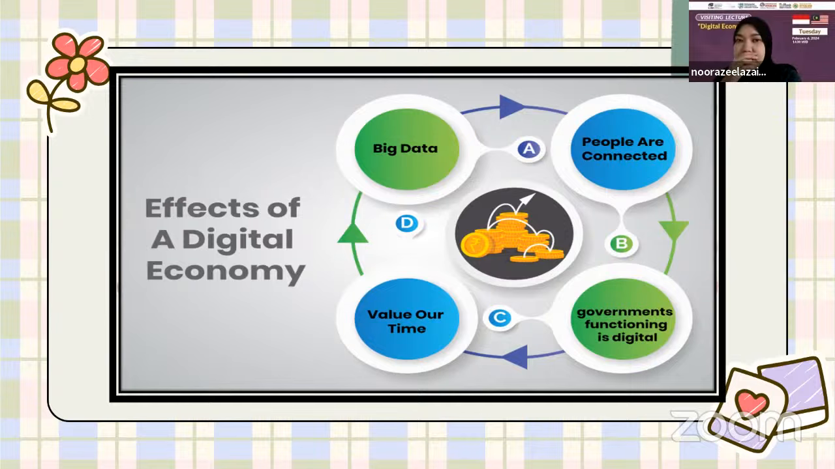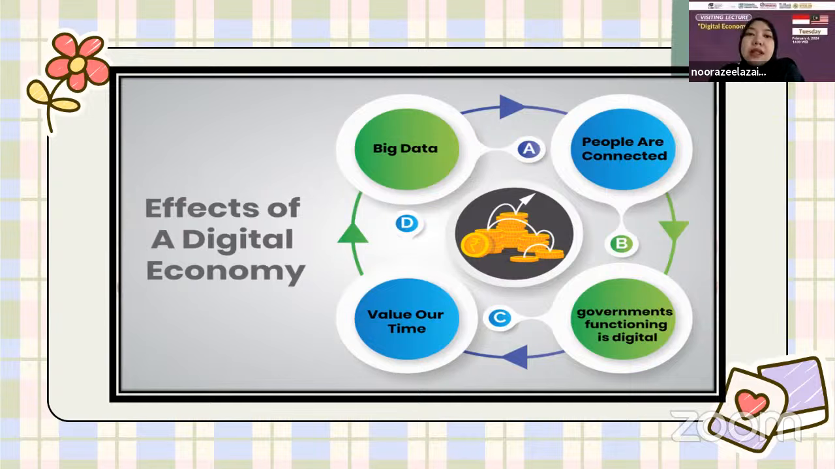The second one is interconnectedness. Okay, in a digital economy, people are connected on a global scale through the internet and social media platforms. So this interconnectedness enables instant communication, collaboration, and information sharing across geographical boundaries, for example, like Malaysia and Indonesia, so we can communicate or collaborate, okay, to share the knowledge.